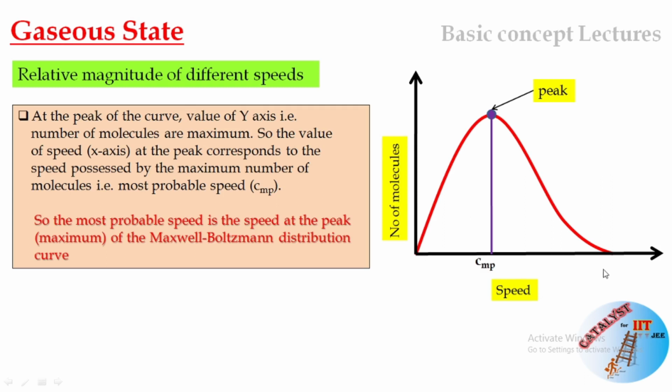Now, the value of x axis or the value of speed at this peak is actually corresponding to the speed possessed by the maximum number of molecules, and the speed possessed by the maximum number of molecules is the most probable speed, right. So, the most probable speed is the speed at the peak or maximum of the Maxwell-Boltzmann distribution curve.